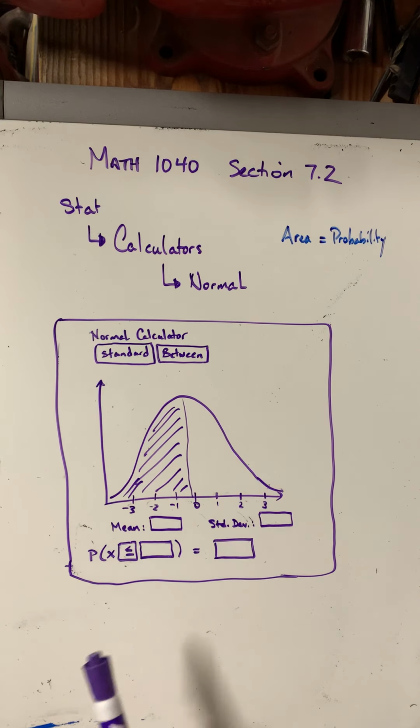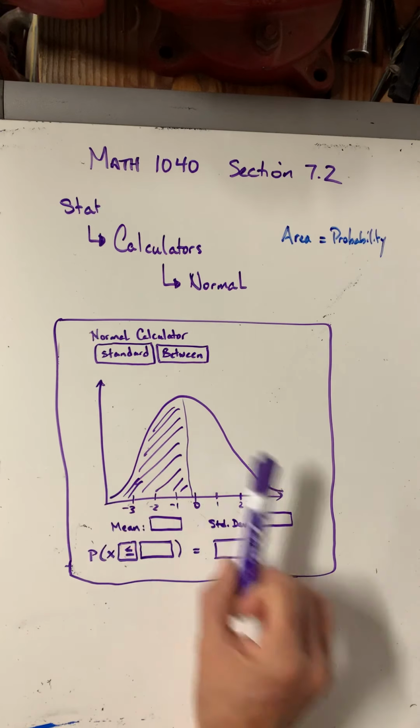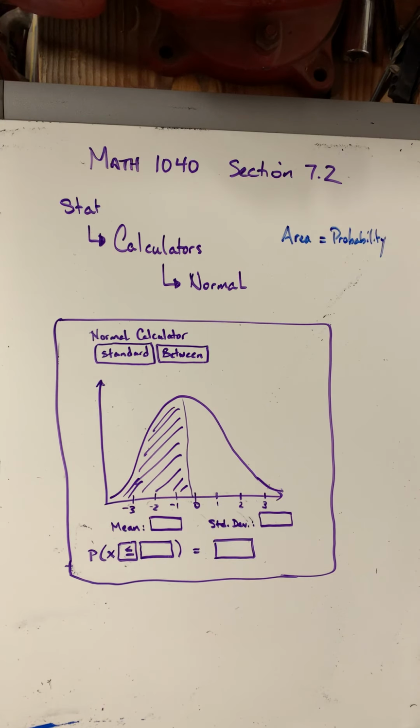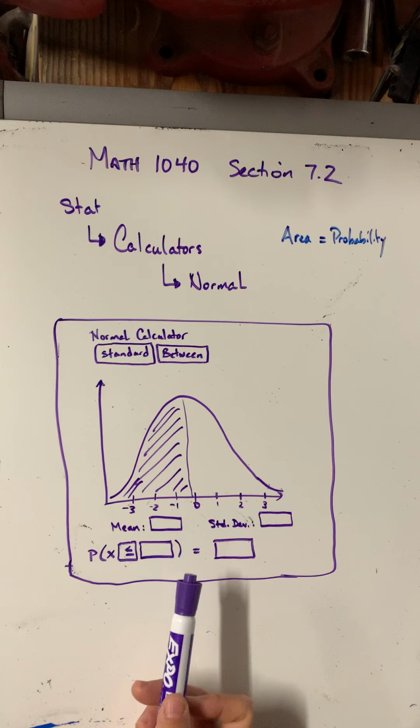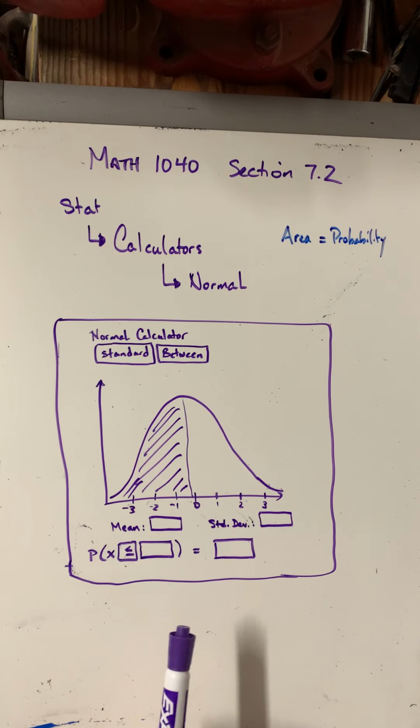So what I want to do is talk a little bit about how to use this calculator and what it means, and then I will also have a StatCrunch video going through a couple of the questions so that you can watch. Okay, so you pull up your normal calculator, and this is what it looks like.